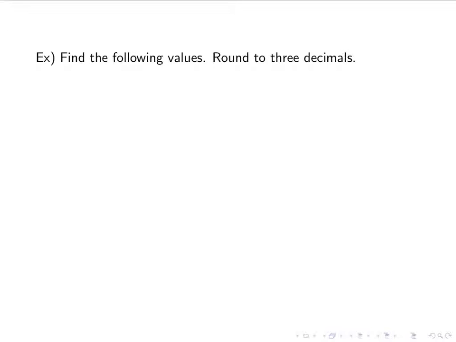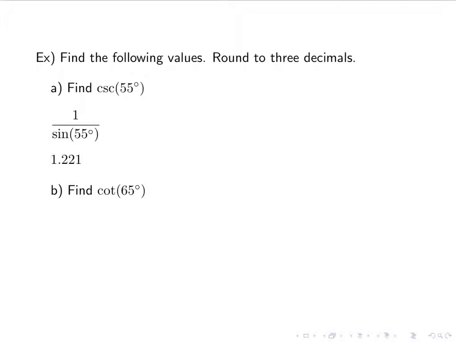So let's do some more just to make sure that we're really aware of finding, again, those secant, cosecant, cotangent, the ones that are not directly in the calculator. So let's find cosecant of 55 degrees. Cosecant's the reciprocal of sine, so 1 over sine of 55 degrees. And you should be getting 1.221. Find cotangent of 65 degrees. So again, cotangent's the reciprocal of tangent, so 1 over tangent of 65 degrees. And we get 0.466.